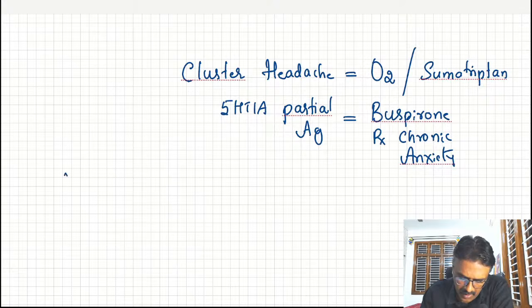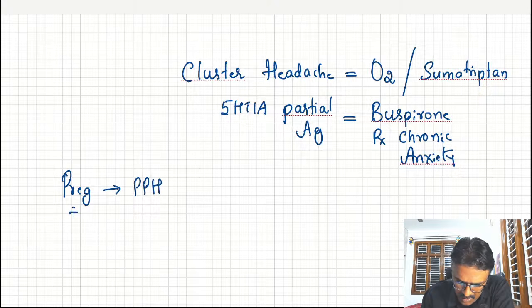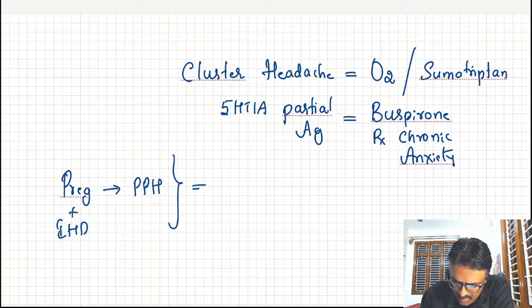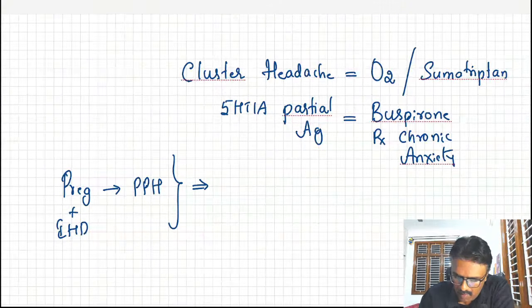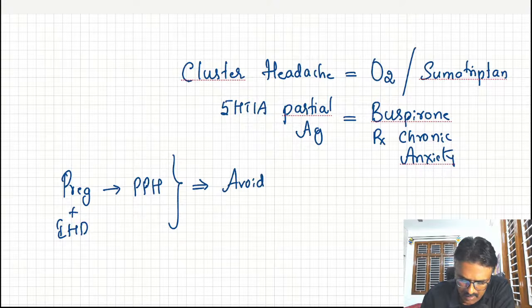Now suppose a pregnant woman goes for postpartum hemorrhage and she has ischemic heart disease also. Tell me, which one will you avoid? I will give three options: oxytocin, carboprost, ergometrine. Which one will you avoid in this to prevent bleeding? The patient is having ischemic heart disease. Which uterotonic drug will you avoid?